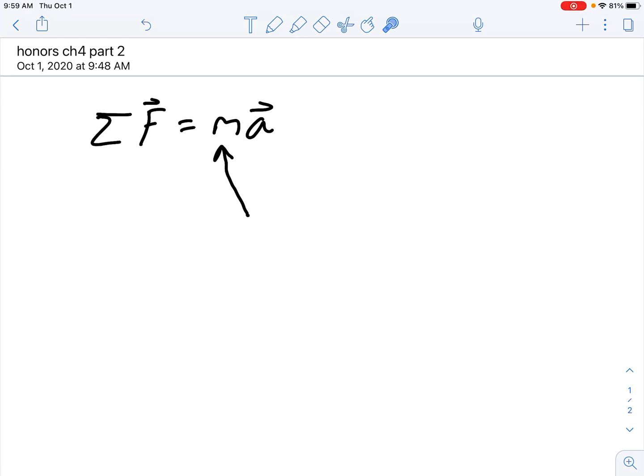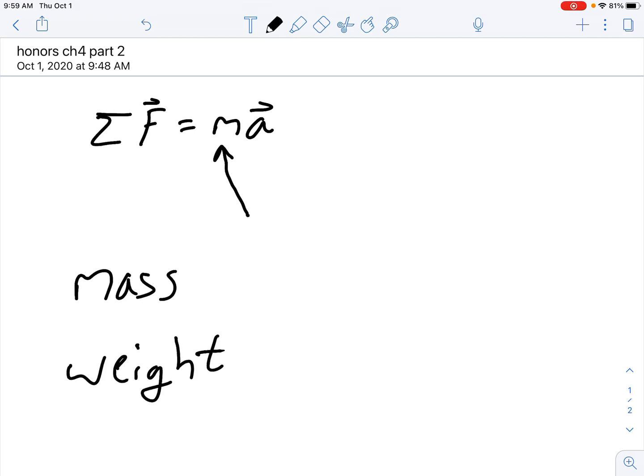The next thing we want to talk about is the difference between mass and weight. We use these two terms in our English language interchangeably. We have to be very specific here when we talk about this in terms of physics. Mass and weight are not the same thing.